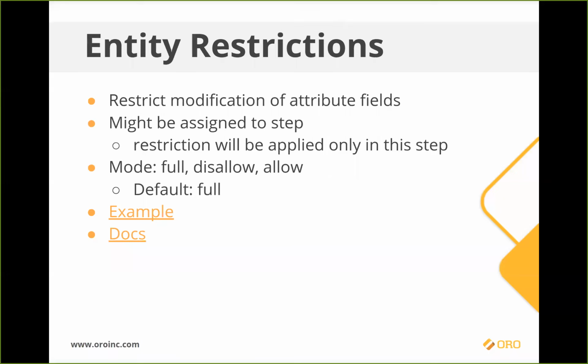As we said at the beginning, we also can add some additional entity restrictions. So for example, I have 10 internal statuses, but in the workflow, I want only a few of those to be available. So I can assign this restriction to a step. So during this step, I can assign only those specific statuses, and in a different step, I can assign different ones. So there are a few modes of restriction: full, so I can do everything. I can disallow and then specify the list of those that are disallowed, or I can allow, excuse me, and then specify the list of those that are allowed.